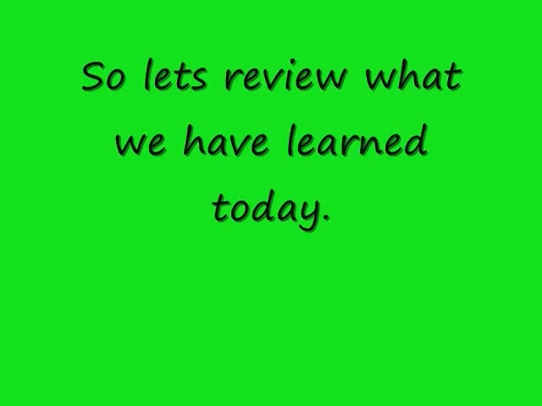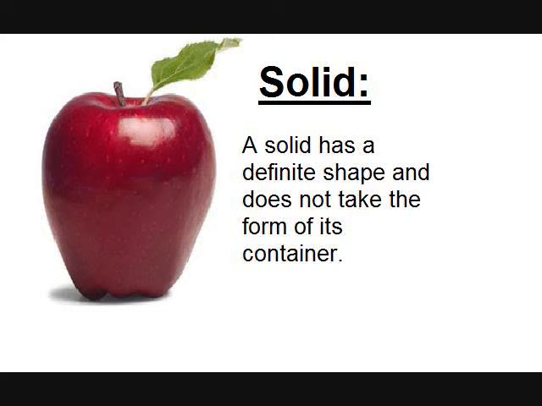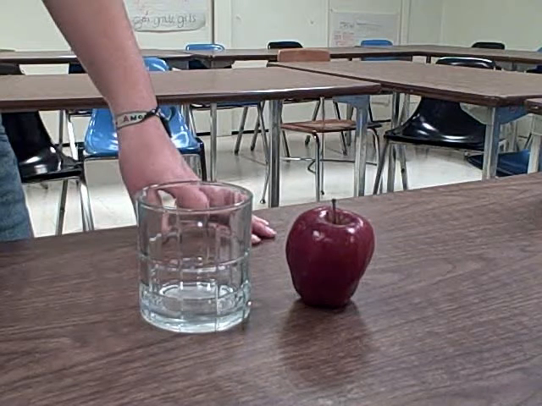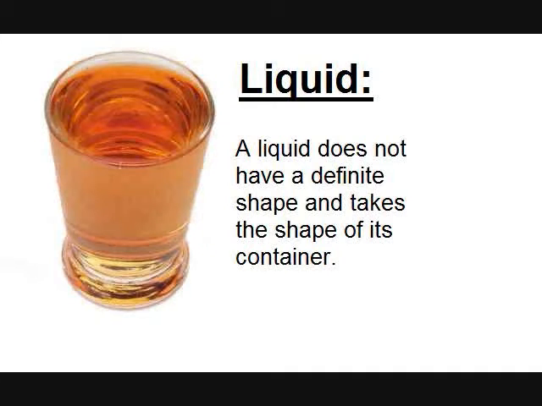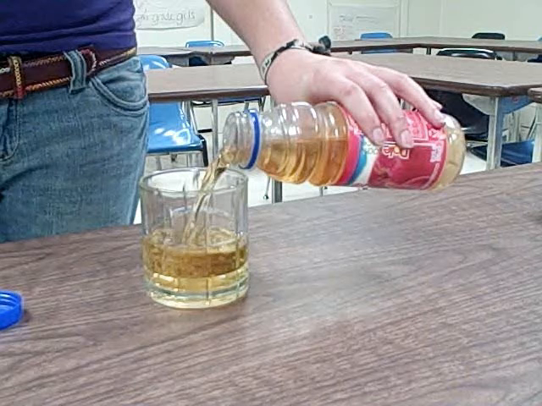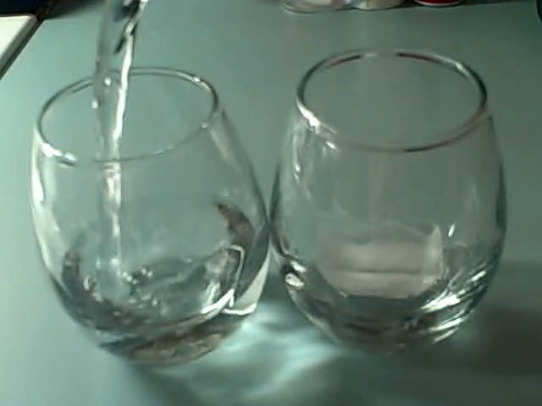So let's review what we have learned today. We learned that a solid has a definite shape and does not take the form of its container. Examples we used today were an apple as well as ice cubes. We also learned that a liquid does not have a definite shape and takes the shape of its container. Examples we used today were apple juice and water.